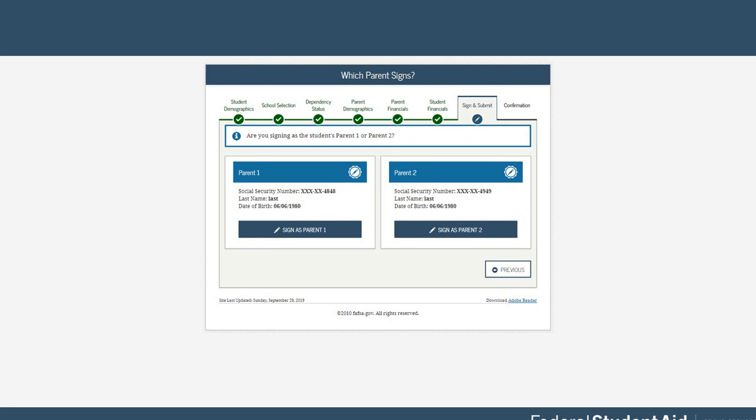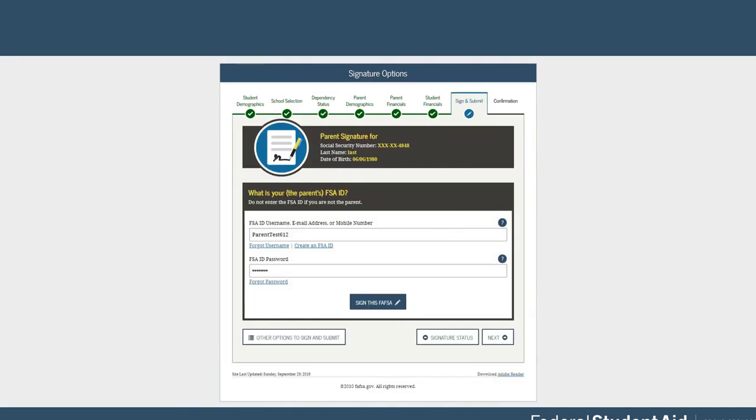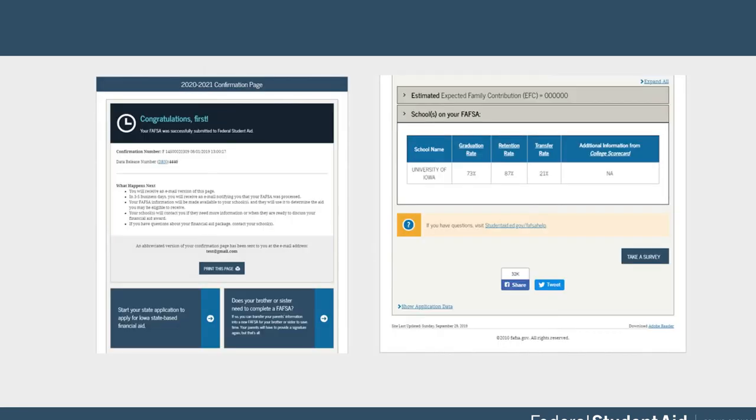All right, so then we move to the final statements here. This is the parent agreeing to those terms and conditions. So we click Next, and this is the parent signing electronically. Okay, now they both indicated signed electronically. So you can now hit the Submit My FAFSA Now button, and that gives you a congratulatory message that you have filed.